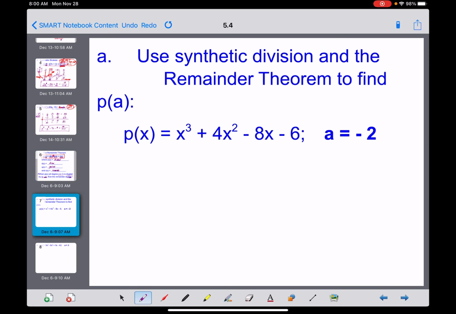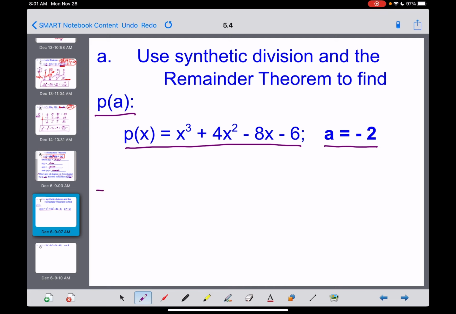So let me show you guys how this works. It's kind of a cool thing, but there's also a way around it if you choose not to use this. So use synthetic division and the remainder theorem to find p of a. So here's the polynomial function right here. They want us to take an a value of -2 and evaluate p of -2. Okay, so what exactly is that going to look like, guys? Well, the remainder theorem says that we can evaluate p of -2 by doing synthetic division and finding out what the remainder is.